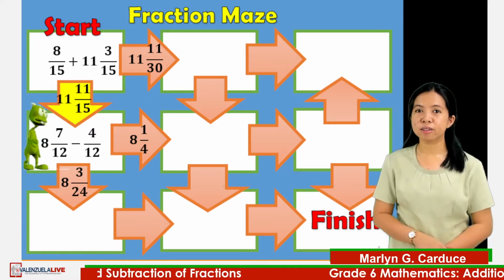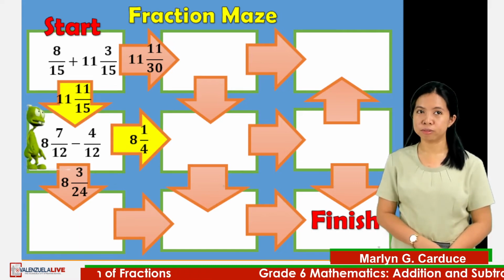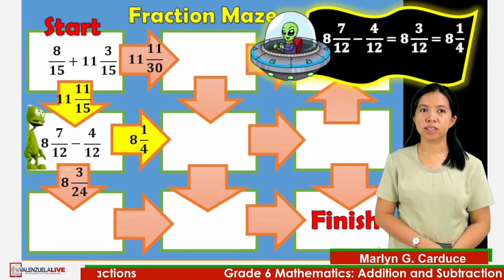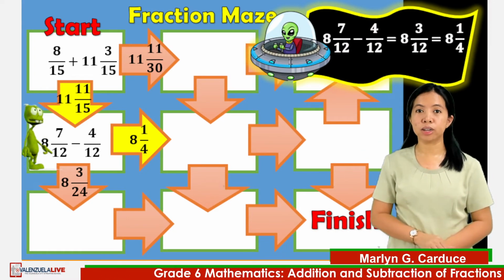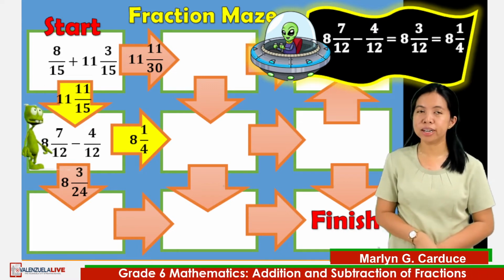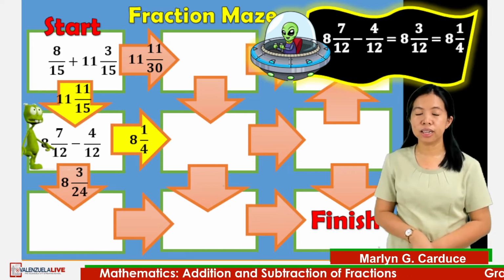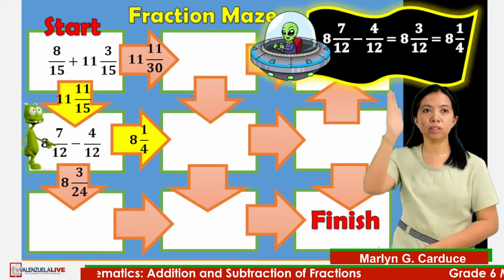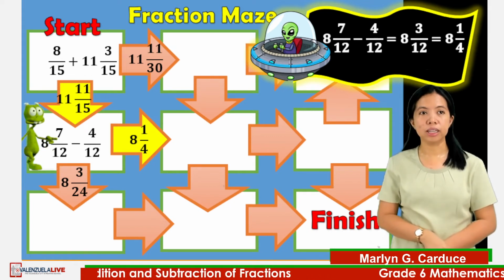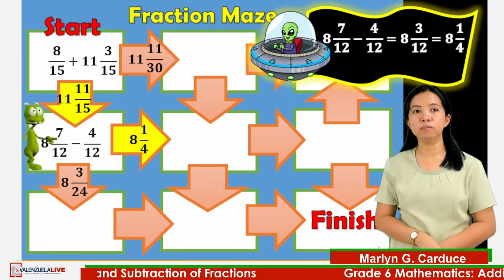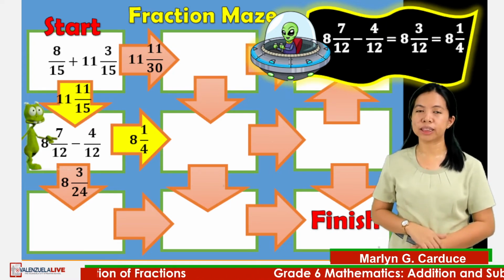Okay, the correct answer for this is 8 and 1/4. So again, since the given problem has the same denominators, we will just subtract the numerators. 7 minus 4 equals 3, and then write down the whole number part, and that is 8 and 3 over 12. But it's not in simplest form, so the simplest form of it is 8 and 1/4.